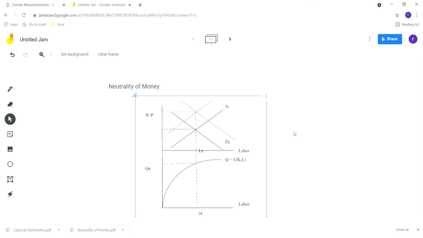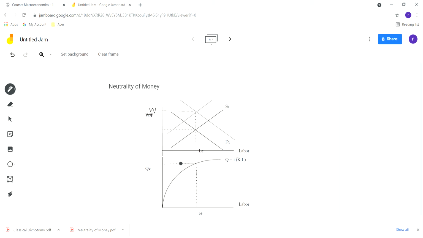You can see here there are two quadrants to the diagram. The first quadrant has labor on the x-axis and real wages on the y-axis. It's not actually real wages, sorry, it is money wages. So money wages on the y-axis, and in the second quadrant we have labor on the x-axis and quantity of output on the y-axis.